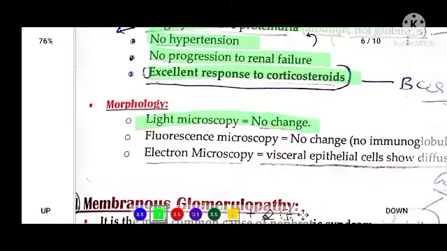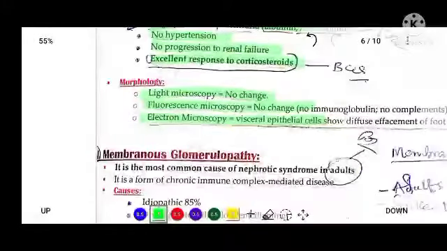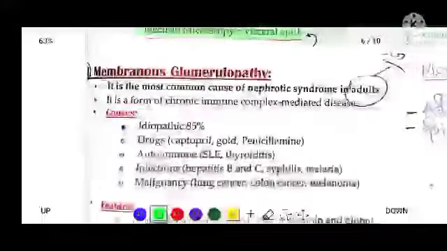Light microscopy shows no change. Fluorescent microscopy shows no change. Electron microscopy shows visceral epithelial cells with diffuse effacement of the foot processes. In this way, minimal change disease presents.